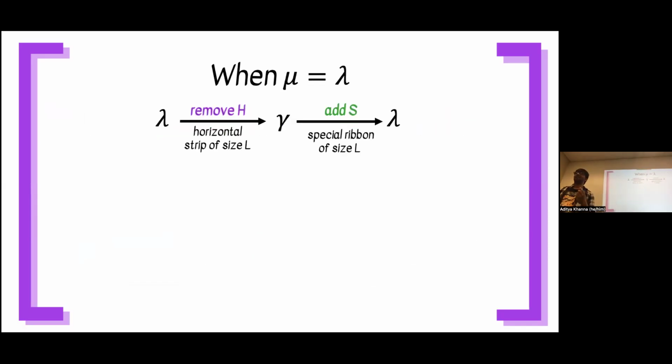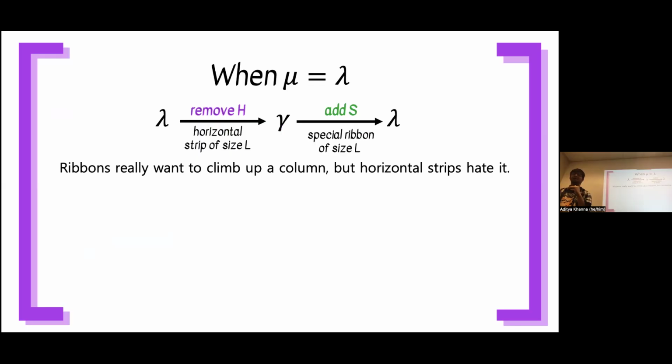So this is the most abstract way to do this. Let's look at an example. My starting and ending shapes are the same. And what I need to do is remove a horizontal strip and add a special ribbon. How can I do that? Remember, horizontal strips did not want to be in the same columns, while special ribbons really want to just climb up columns. What is the resolution? By the way, also, if I start and end at the same shape, I should remove a horizontal strip and add a special ribbon. So I should remove and add the same thing. So what can we do?